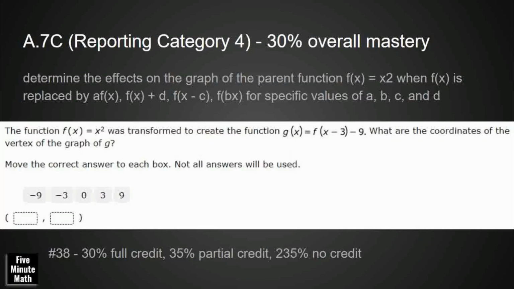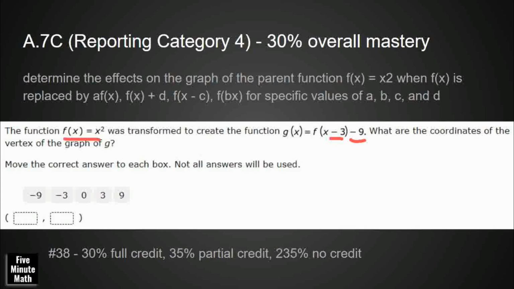The second most, or actually tied for the second most, is going to be 8.7c. It was only tested once, 30% overall mastery. We're looking at parent functions and child functions. And we've got our basic vanilla graph right here, f of x equals x squared. But take a look at what we're doing. We need to find both a horizontal change and a vertical change at once. We do drag and drop, and we need to find just the coordinates of our vertex here.